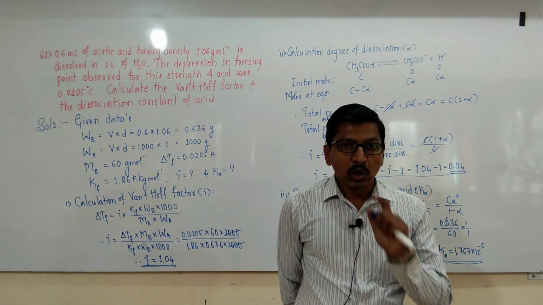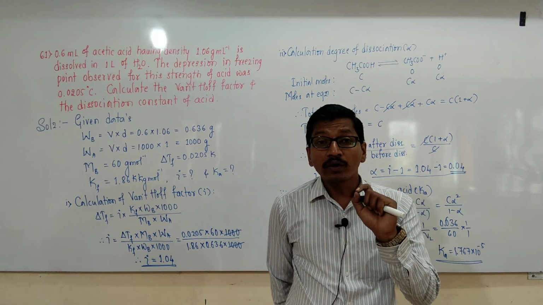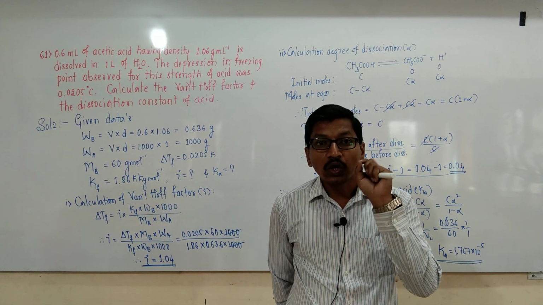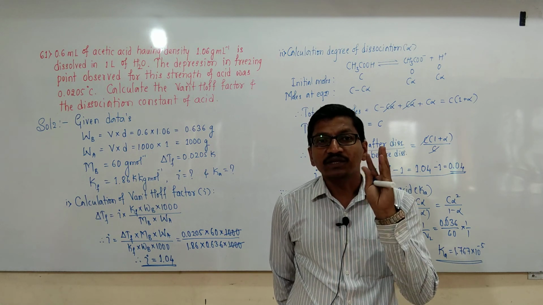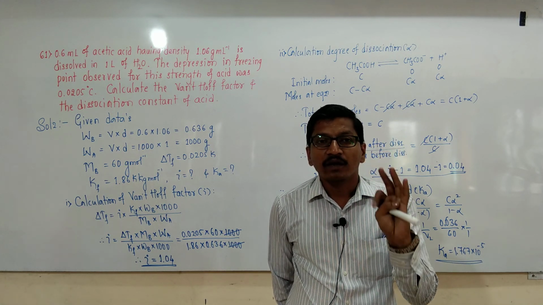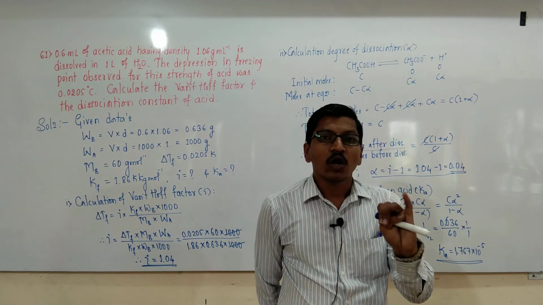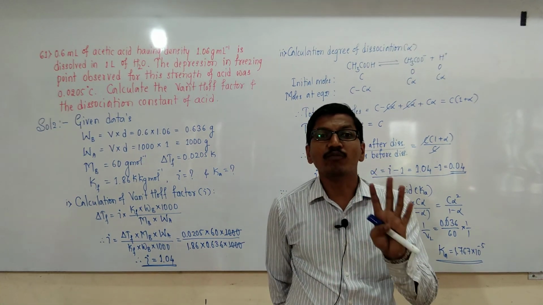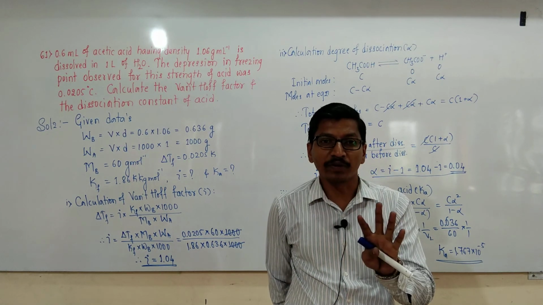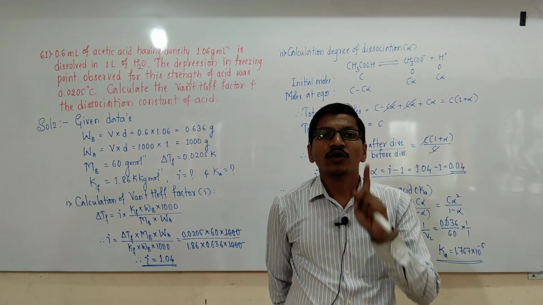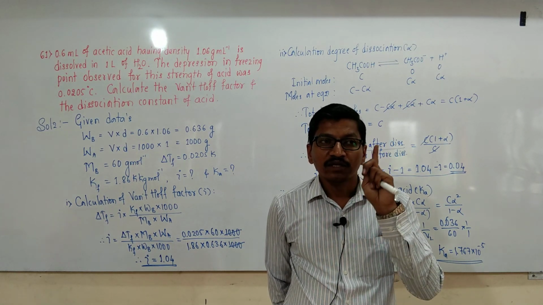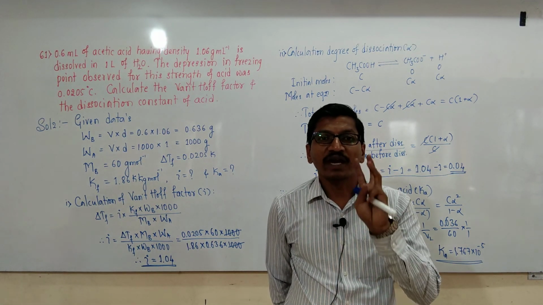Okay, you have to concentrate on numericals on colligative properties: relative lowering, then elevation of boiling point, depression of freezing point, and osmotic pressure. These are the very important problems on colligative properties, and every year one problem is based on colligative property, that is 3 marks.